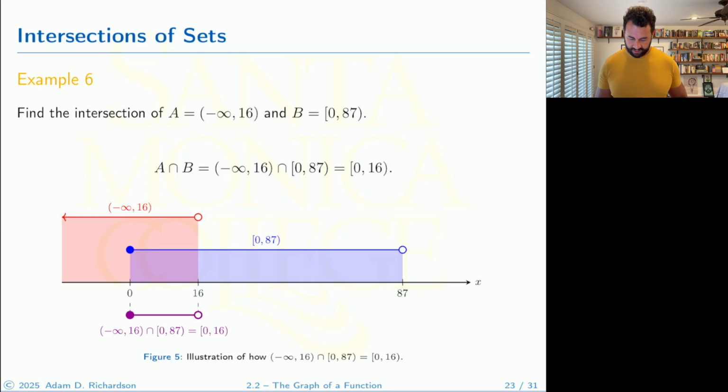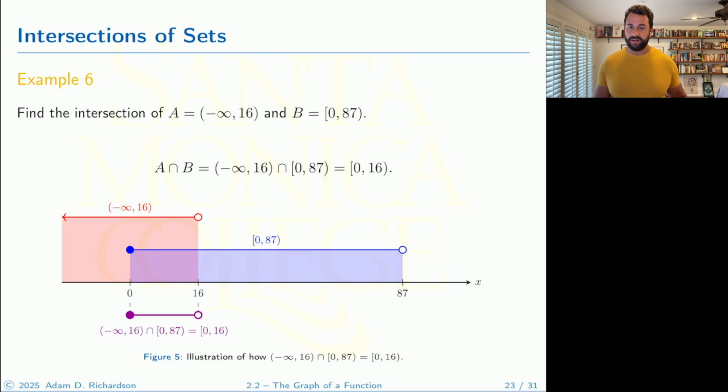The picture here, this is the interval negative infinity to 16, excluding 16. This is the interval 0 to 87, including 0, excluding 87. And what we're looking for is the overlap. We're literally looking for where these two sets overlap. And there's a little bit of an overlap here. The overlap is right here from 0 to 16, including 0, excluding 16. That is the intersection of those two sets. That's the idea. Now, why is this important?